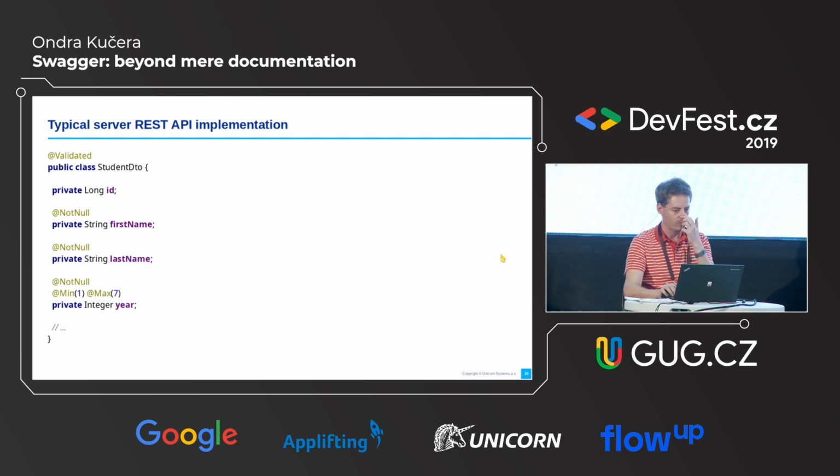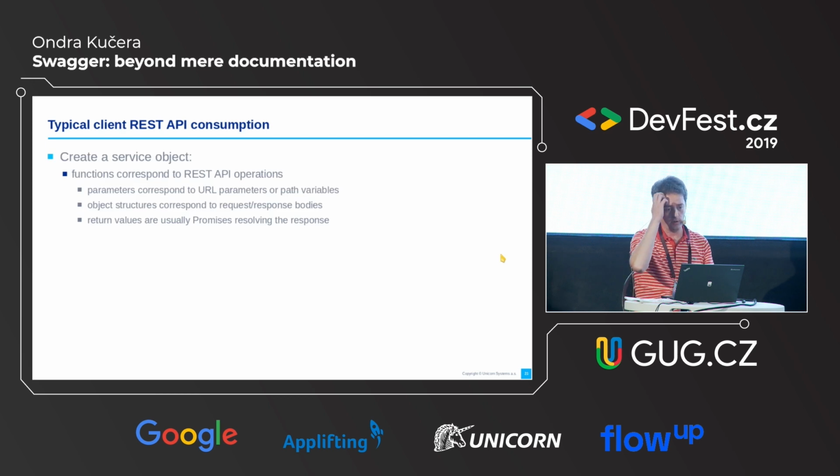And similarly, on the client side, what you usually need to do is create some kind of service that has functions in JavaScript, right? Functions, again, corresponding to different REST operations. And again, you have to translate this to specific URLs, specific URL parameters, path variables, and object structures need to be translated to request response bodies. And usually you return some kind of promise or something, again, depending on how you deal with asynchronous calls.